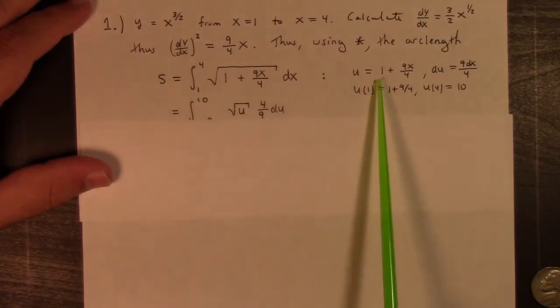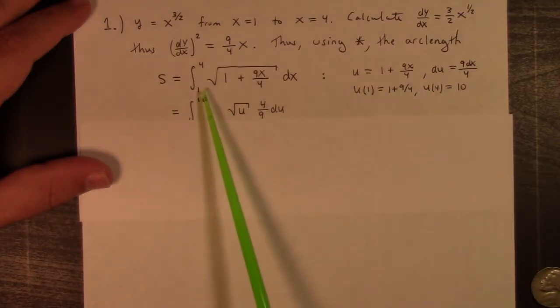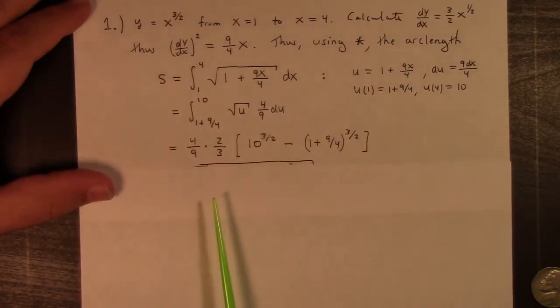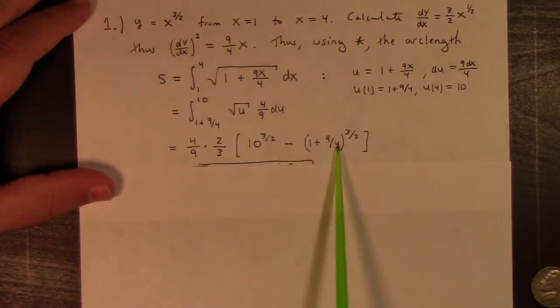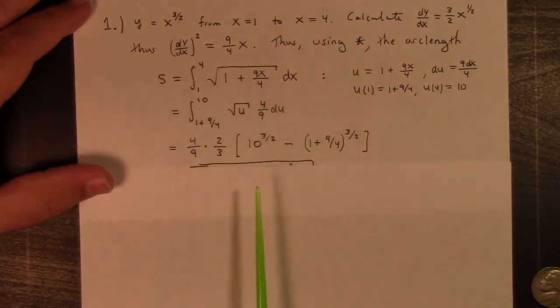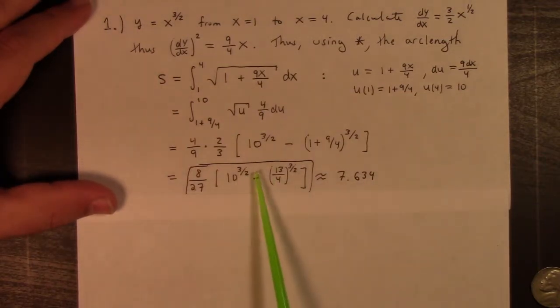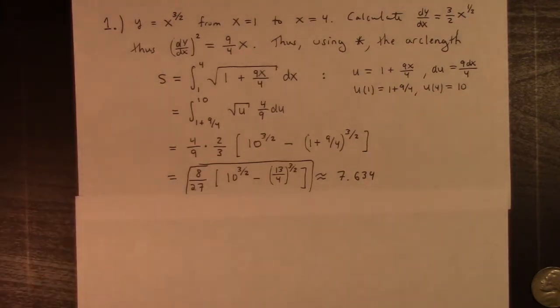Change the bounds. If I plug in x equals 1, I get u equals 1 plus 9/4. If I plug in x equals 4, I get u equals 10, like so. And so that integrates to 2/3 times (10 to the 3 halves minus (1 plus 9/4) to the 3 halves). The 2/3 is from the integration of the half power function. And there you have it. The arc length of y equals x to the 3 halves from 1 to 4 is approximately 7.634. So that's how we calculate arc length. We just have to integrate the square root of 1 plus the derivative squared over the appropriate range of x.